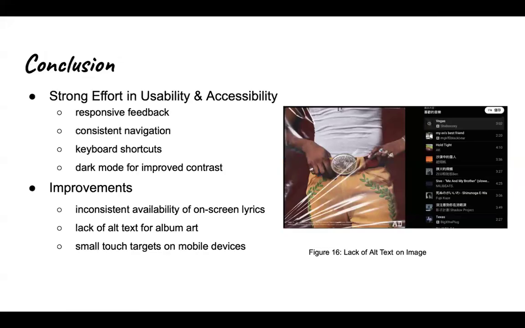In summary, I do think that YouTube Music demonstrated a strong effort toward usability and accessibility with features like responsive feedback, consistent navigation, keyboard shortcuts, and dark mode for improved contrast. However, challenges such as inconsistent availability of on-screen lyrics, lack of alt text for album art, and small touch targets on mobile devices reveal areas where the platform can improve. By addressing these gaps, it would help make YouTube Music a more inclusive and user-friendly experience for a broader audience.